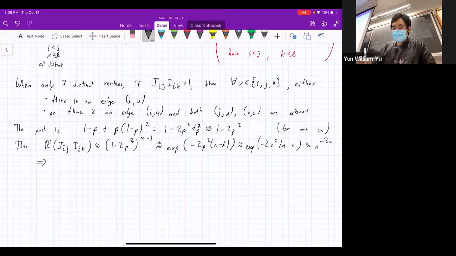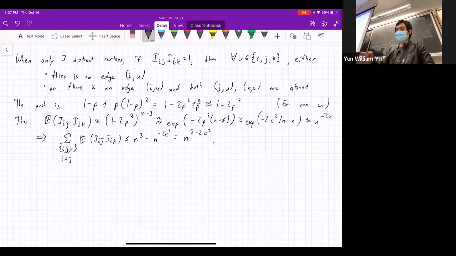So together, this implies that the sum over triples i, j, k for i less than j of the expectation of I_ij I_ik is less than or equal to n cubed times n to the minus 2c squared, which is equal to n to the 3 minus 2c squared. I meant for that to be the sum, not the expectation over that.